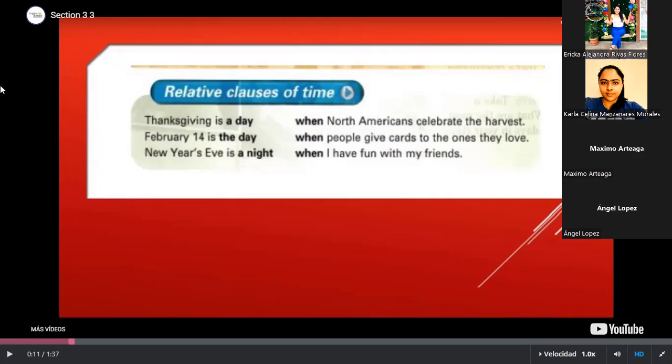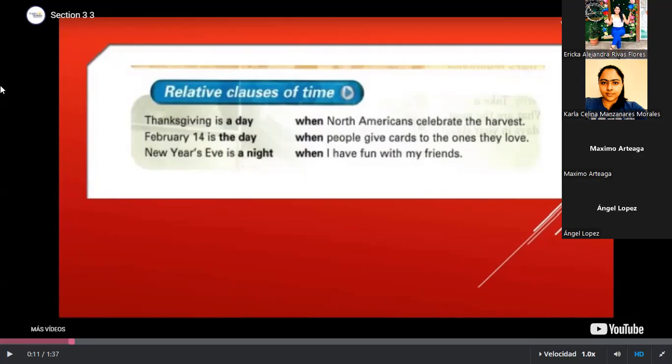Ahora, cuando nosotros hacemos referencia a una oración dependiente, esta oración dependiente va a mostrar una información complementaria, ¿sí? Generalmente, este tipo de cláusulas están conectadas por conjunciones, con los conjunctions que se les conoce en inglés, que son palabras que conectan una oración con otra. En este caso, la palabra es when, porque nosotros estamos haciendo referencia a una cláusula de tiempo, ¿sí? Que en este caso ya está dada dentro de la oración. Thanksgiving is a day when North Americans celebrate the harvest, ¿ok?